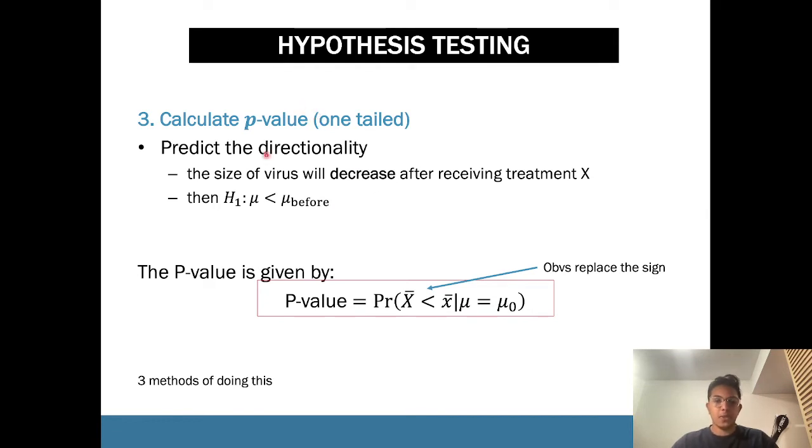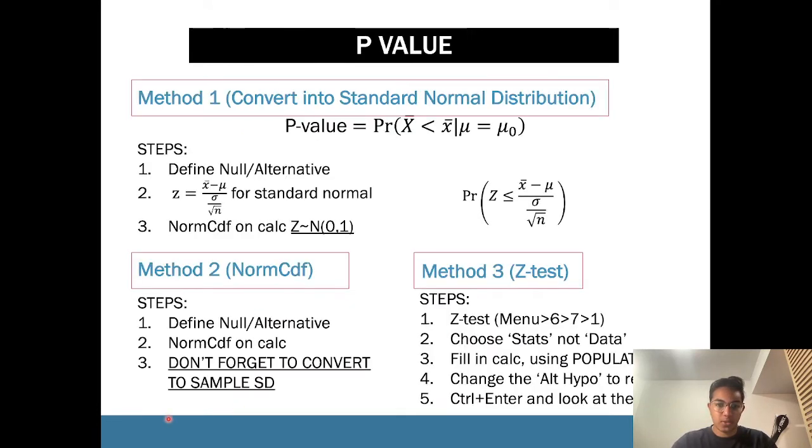So let's say we're using that virus example from before. The size of the virus will decrease after receiving treatment X. So my H naught will be that mu now is equal to mu before. And my H1, my alternative hypothesis, is saying that the new mu is going to be less than the old mu. Okay, cool. So the p-value is given by the probability, in this case, of x bar being less than the sample mean, given that the population mean has stayed the same. Replace the sign depending on which test we're doing.